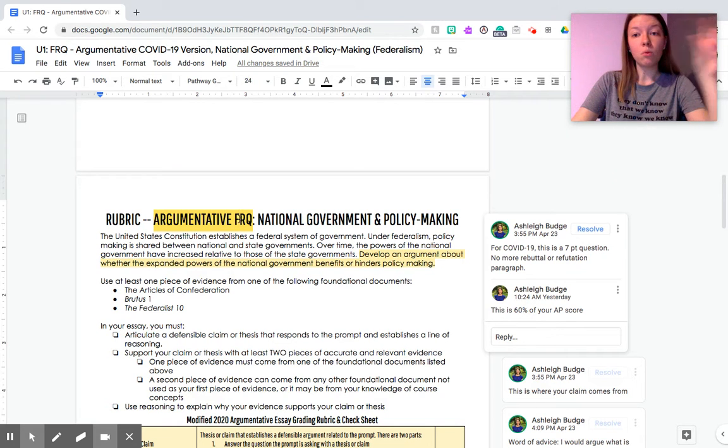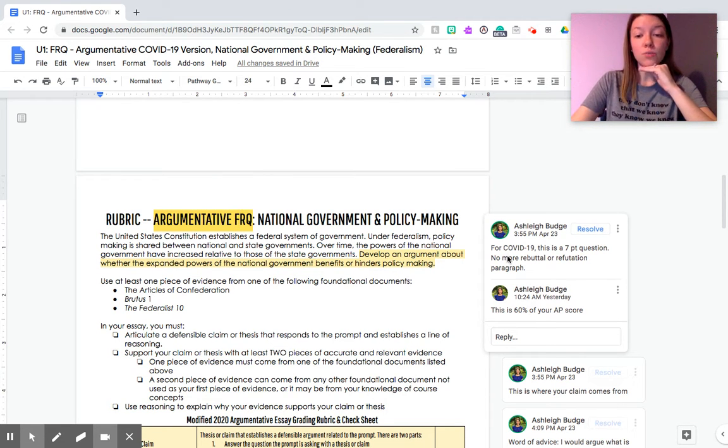That is a point more than it would be had this whole pandemic situation not happened. So this is a very crucial part of your AP test. This is 60% of your AP score, okay? 60%. So you need to make sure that you are working efficiently, not necessarily quickly, efficiently, and making sure that you are including everything that you need to include.